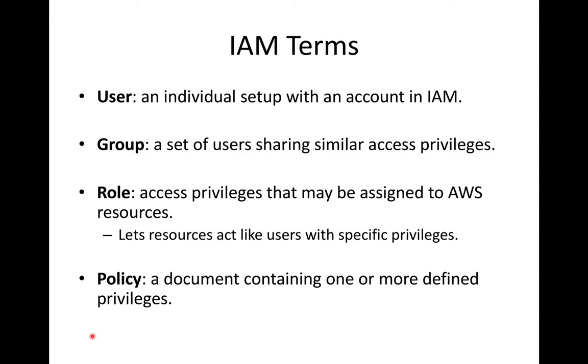And then finally, policy. A policy is a document that describes access privileges. You can think of a policy as a set of rules, a set of security rules. You can take a policy and associate a policy with a user or a group or a role. And the policy then describes what the user, group or role is able to do, what resources they're able to access and how they're able to access those resources.